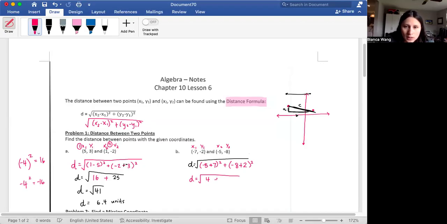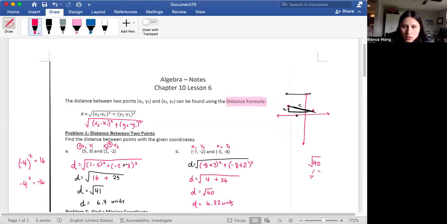-6 squared is positive 36. Now I have 4 plus 36, which is square root of 40. And we plug this in our calculator. The answer is 6.32 units. If you don't want to simplify on your calculator and you want to actually factor it out, I will accept that answer as well, right?